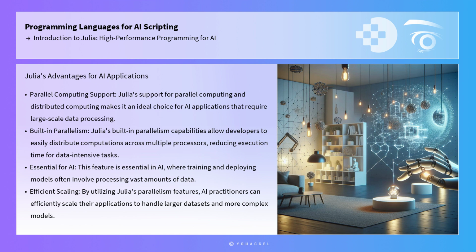Furthermore, Julia's support for parallel computing and distributed computing makes it an ideal choice for AI applications that require large-scale data processing. Julia's built-in parallelism capabilities allow developers to easily distribute computations across multiple processors, significantly reducing execution time for data-intensive tasks. This feature is essential in AI, where training and deploying models often involve processing vast amounts of data. By utilizing Julia's parallelism features, AI practitioners can efficiently scale their applications to handle larger datasets and more complex models.